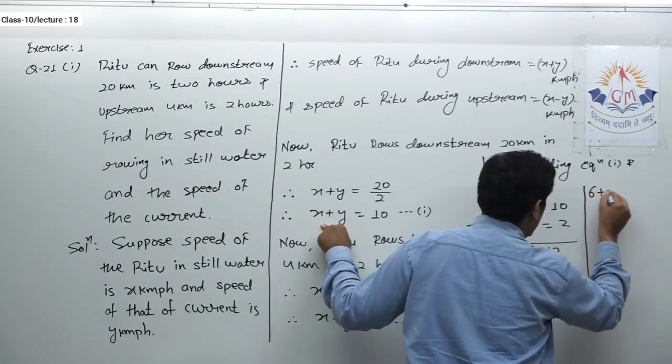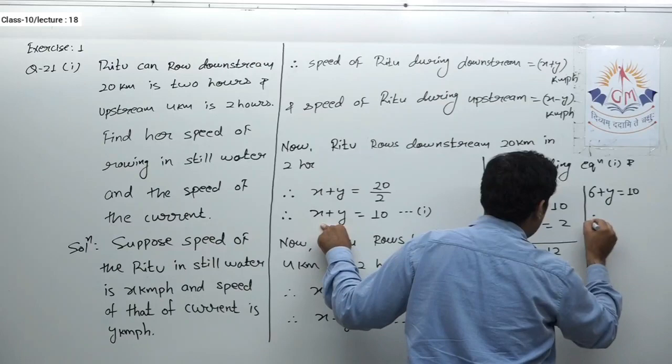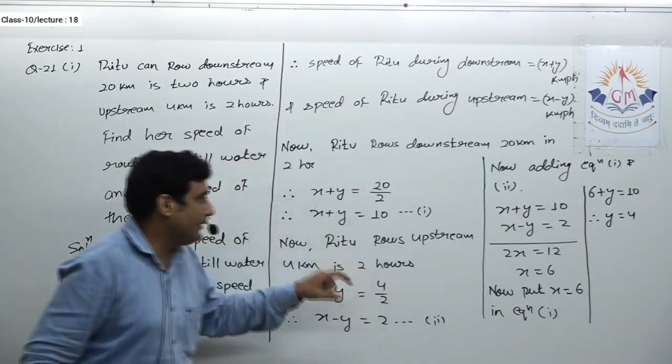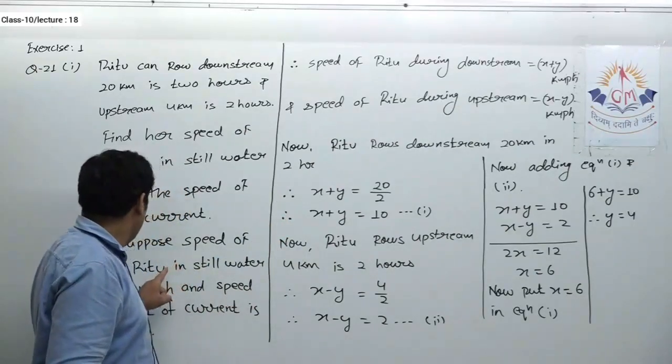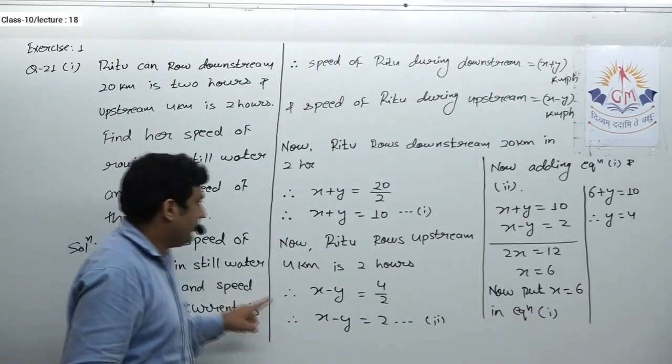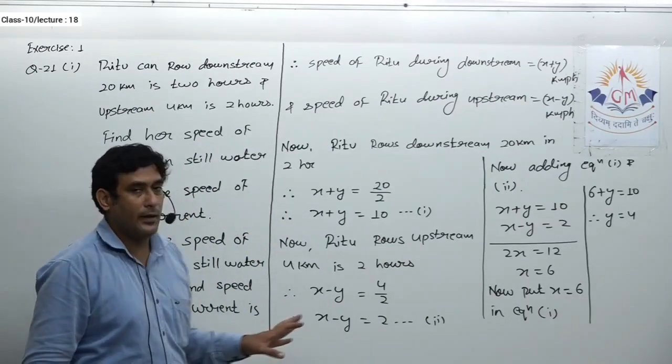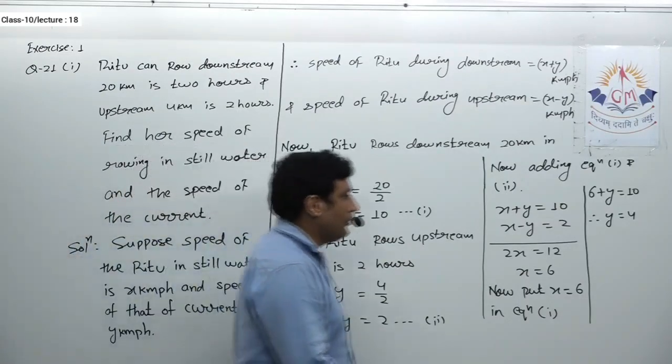Okay, 6 plus y is equal to 10, therefore y is equal to 4. So here I can give my concluding statement, that means speed of Ritu in still water is 6 kilometer per hour and speed of current is 4 kilometer per hour.